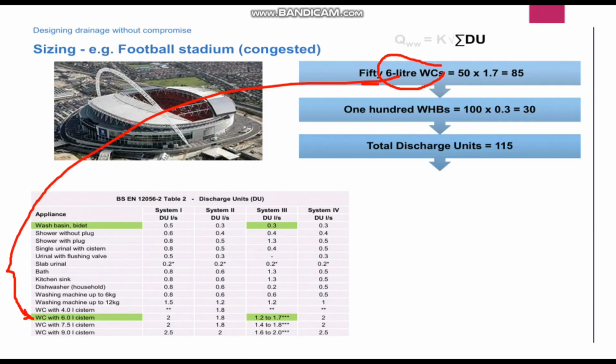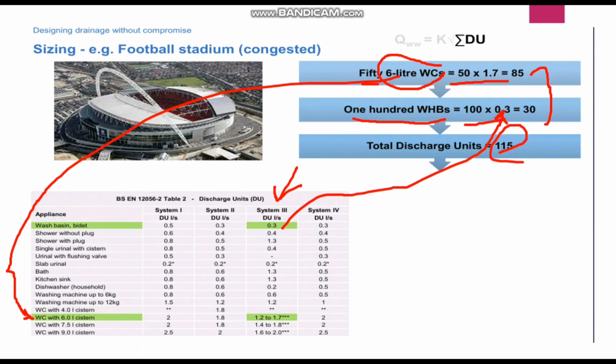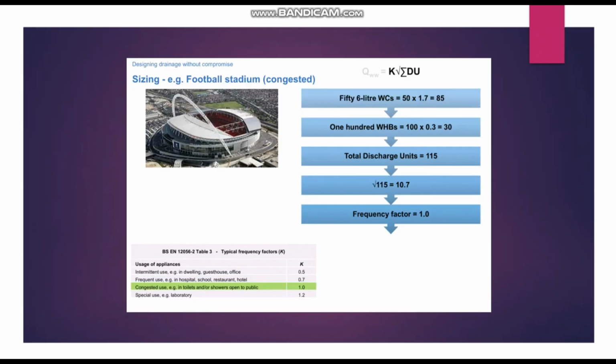Just for example, I am going to use the single stack system with UK practice. So if this project is from the UK, it is 100% filling degree, and we are going to use the single stack. We have 100 wash basins, so we choose the 0.3 here. So 50 into 1.7, plus 100 into 0.3, you sum both, you get 115 discharge units. Now I need to take the root, because the formula uses the root of DU.